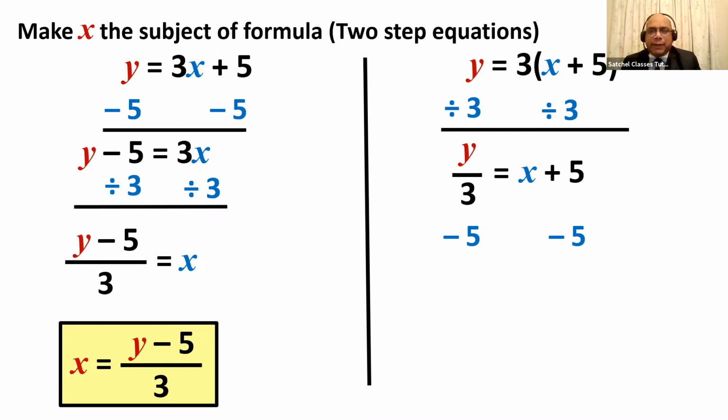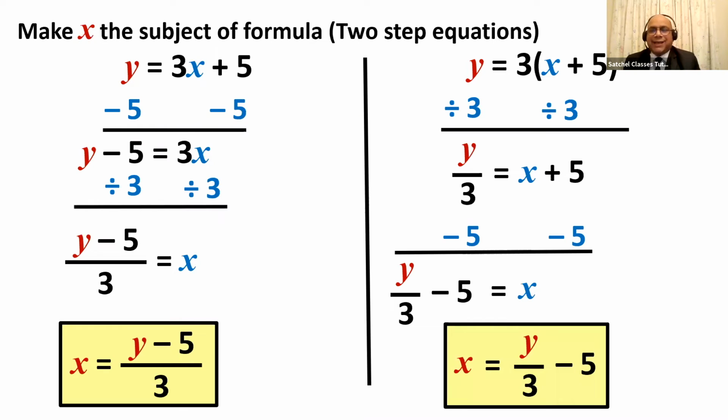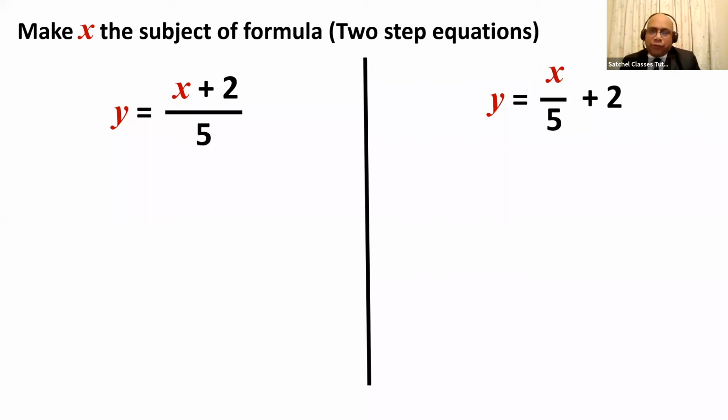So now I'll be left with x on its own on the right hand side. And on the left, we have y divided by 3 minus 5. So here's your new equation with x as the subject: x equals y divided by 3 minus 5. Let's take a couple more examples.